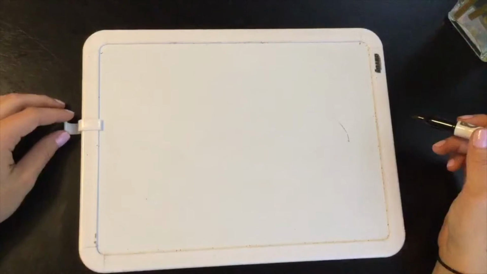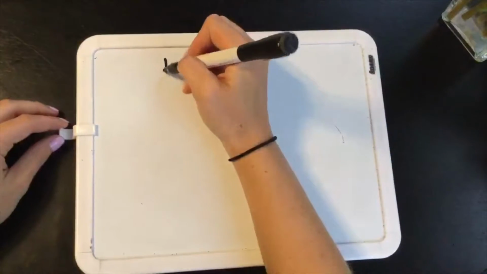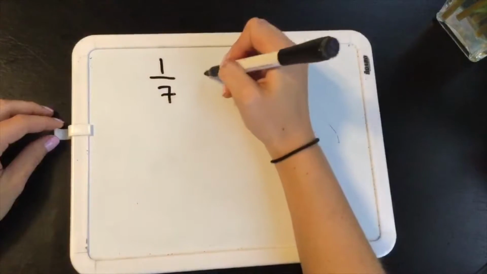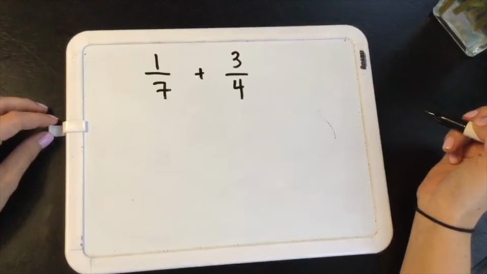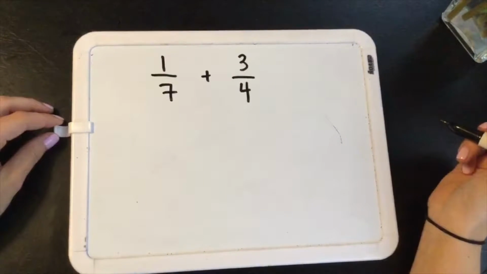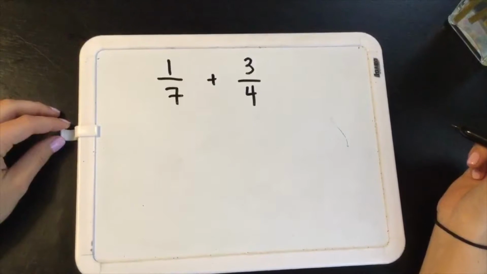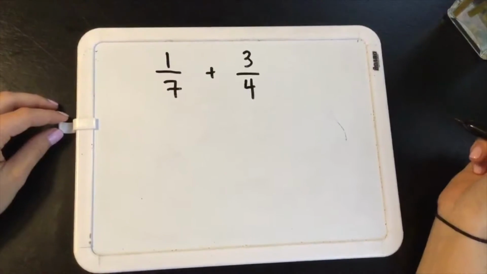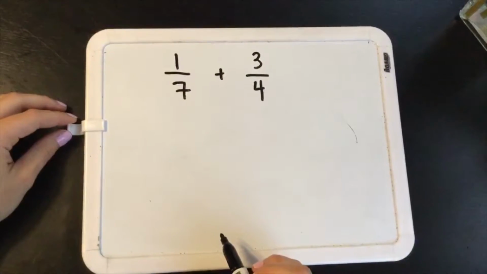Now it gets a little bit trickier when the two denominators are not the same. So let's try an example. 1/7 plus 3/4. We can't add these fractions together right now because their denominators are not equal. We need to have a common denominator.